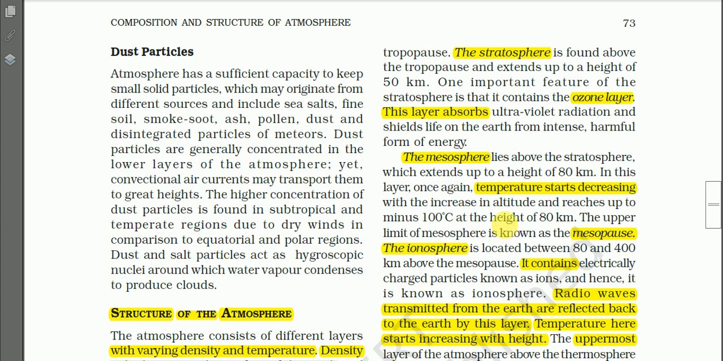So this is the end of chapter 8, composition and structure of the atmosphere.